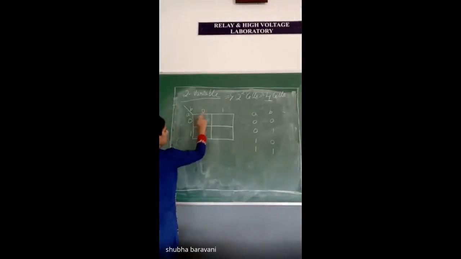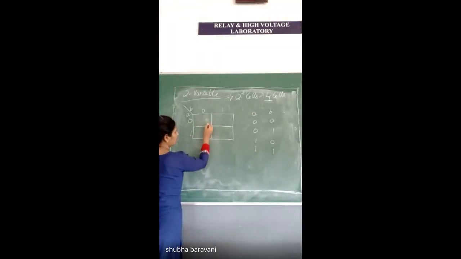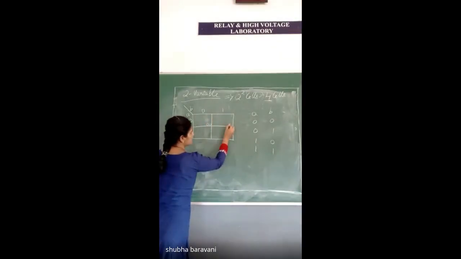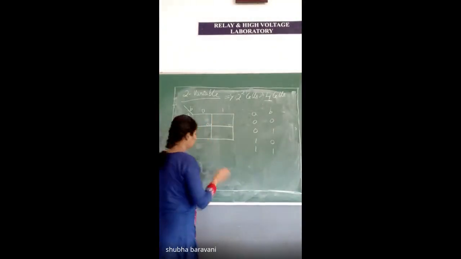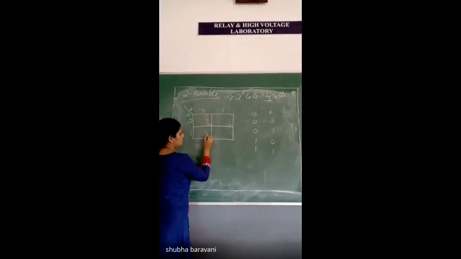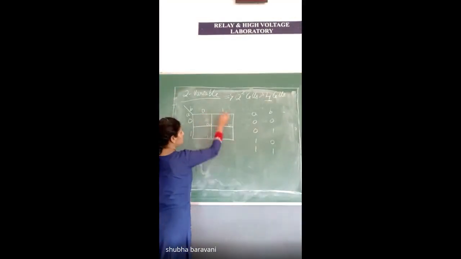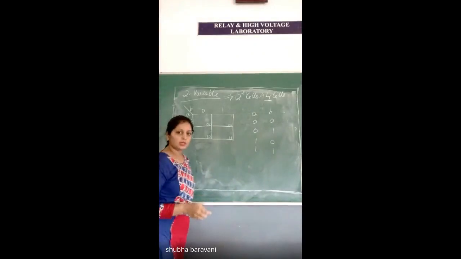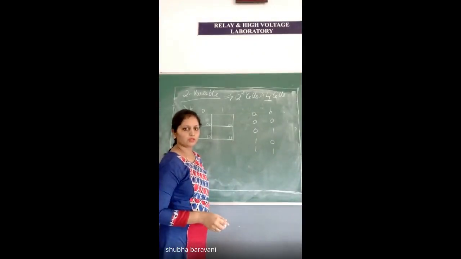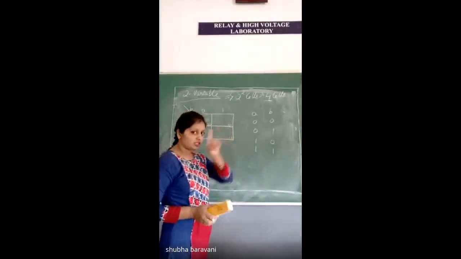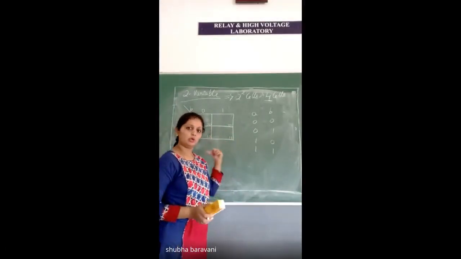So see, 0 0. This cell is the 0 0 cell. 0 1, this cell is the 0 1 cell. This cell is the 1 0 cell. This cell is 1 1. Understood? So this is the first way of representing a truth table.